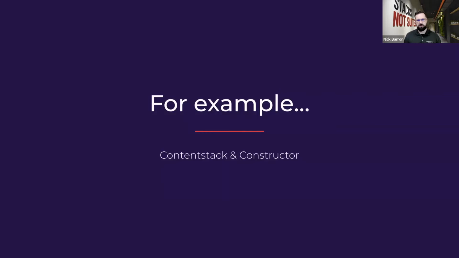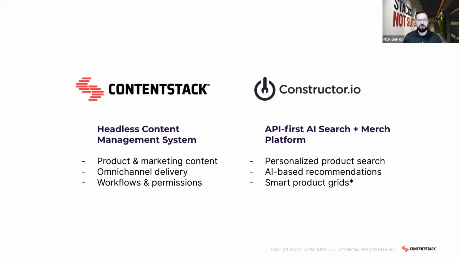And a great example of this is Contentstack, obviously your favorite content management system to use, as well as Constructor, a leading search and merchandising platform. So when we're looking at these, a couple of the key things that we want to take away real quick, right? What are some of the big USPs? What are the unique values being brought to the table?